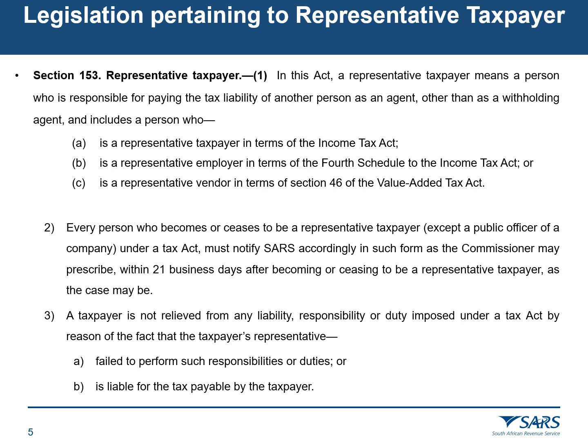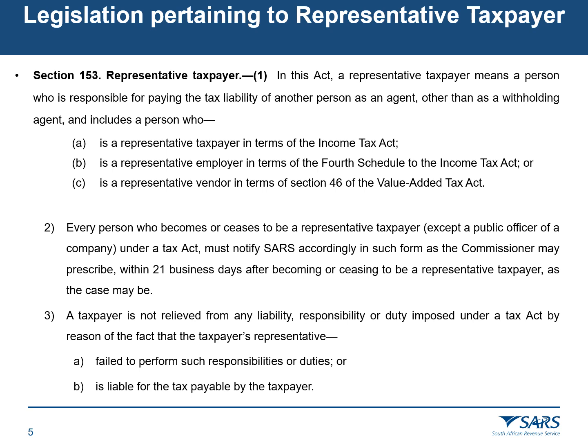Section 153, Representative taxpayer. In this Act, a representative taxpayer means a person who is responsible for paying tax liability of another person as an agent, other than as a withholding agent, and includes a person who is a representative taxpayer in terms of the Income Tax Act, is a representative employer in terms of the 4th Schedule of the Income Tax Act, or is a representative vendor in terms of Section 46 of the Value Added Tax Act.